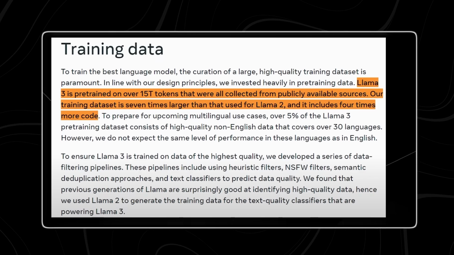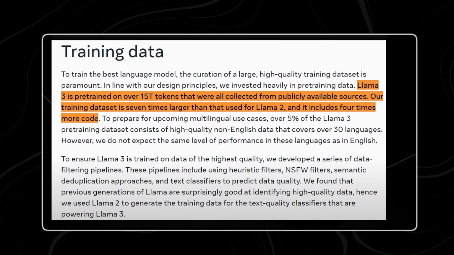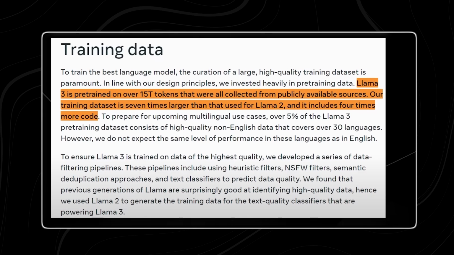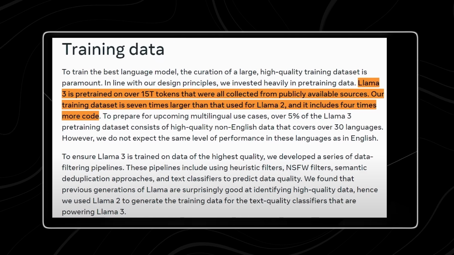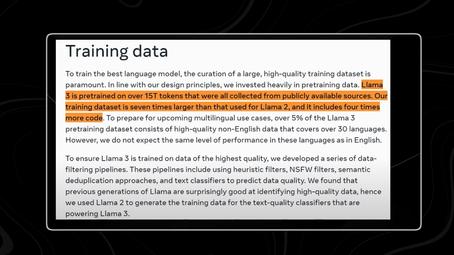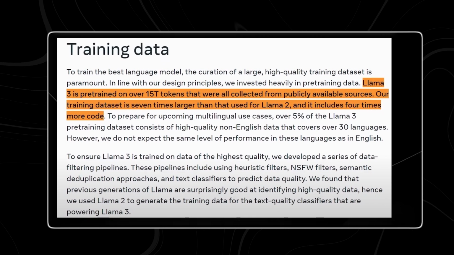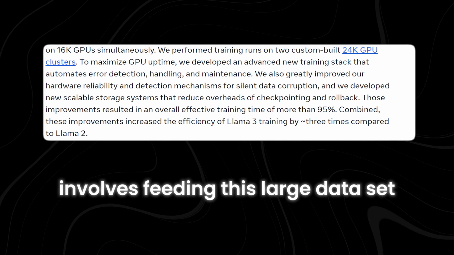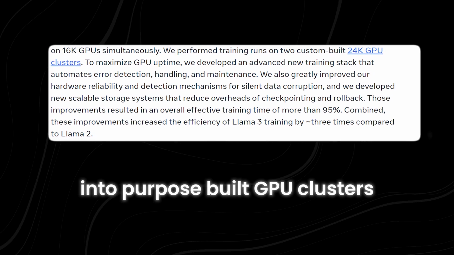I know I just mentioned that Llama 3 excels because it was trained extensively, but I have the full details here. The data set that the model was trained on comprises a staggering 15 trillion tokens, which dwarfs the size of the data set used for Llama 2 by nearly 7 times. Such an immense data set provides the models with a rich and diverse range of language patterns and context to learn from. The training process involves feeding this large data set into purpose-built GPU clusters, recently constructed by Meta.